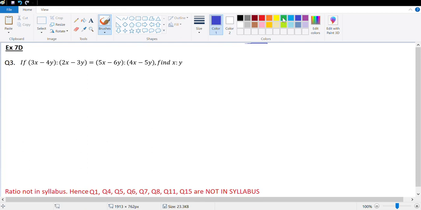So the first one we have is question number 3. Let me remind you, ratio is not in syllabus, and since this is a revision exercise, questions which I have written here at the bottom are not in your syllabus. So we will not be doing them, and there's no point in you doing it because that's clearly not in your syllabus.